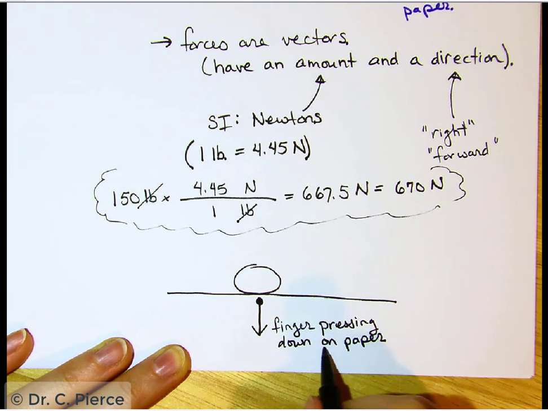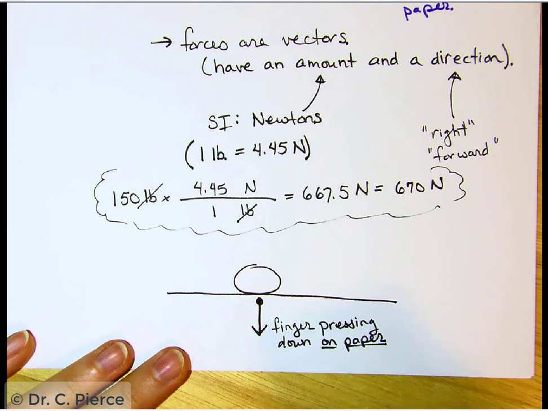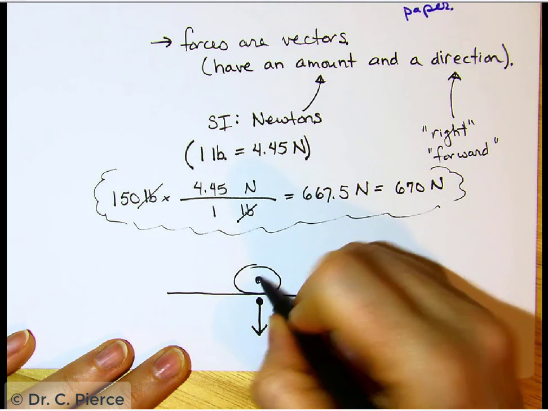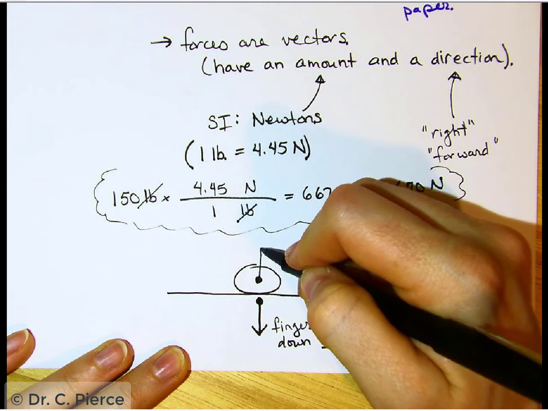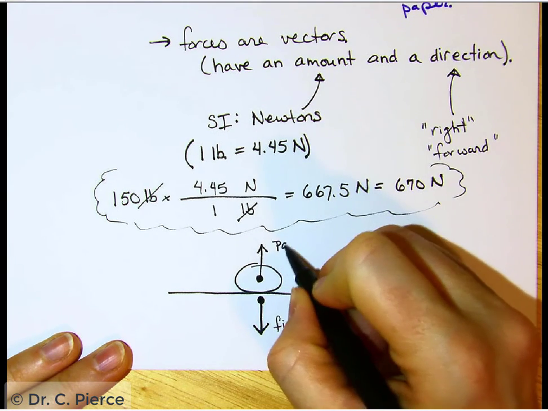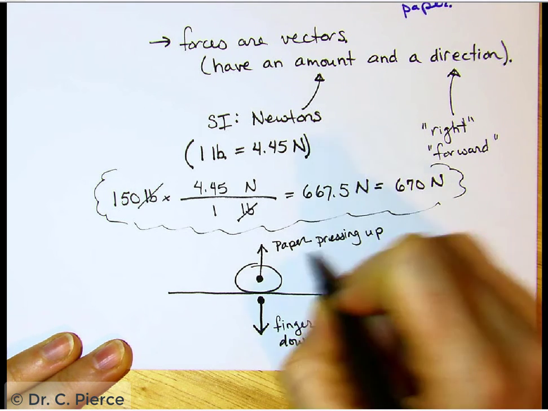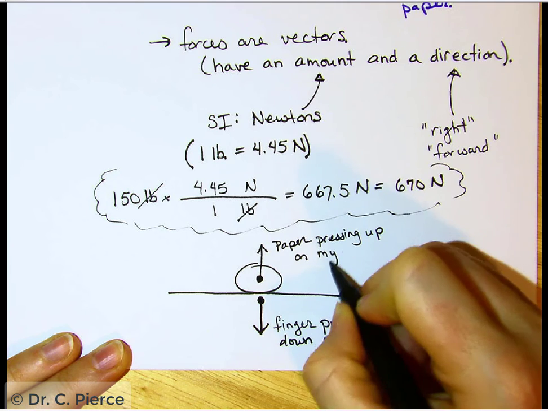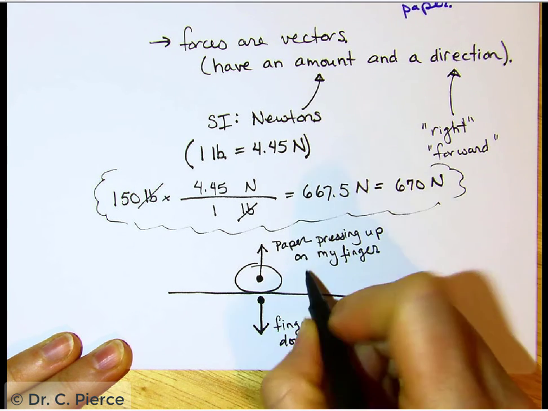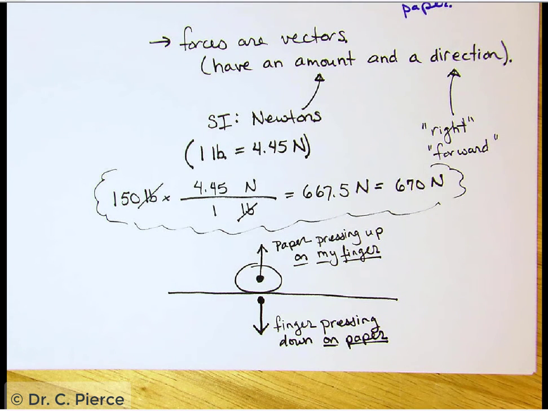And see how I said "on paper"? That's kind of the object that's receiving the force, that's feeling it. So that's why this arrow started from the dot that represents the paper. So if this is my fingertip, it's going to feel a force upwards from the paper, not letting my finger go through the paper. And so that would be the paper pressing up on my finger. Right, on my finger. So the force is drawn acting on that object, touching that object that's going to feel it.